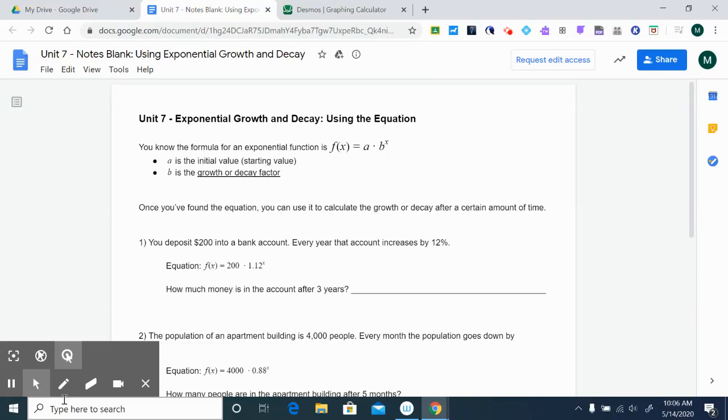Okay, ladies and gentlemen, so on Monday we watched a video, and Tuesday we practiced writing exponential growth and decay models. So today we are going to use them.